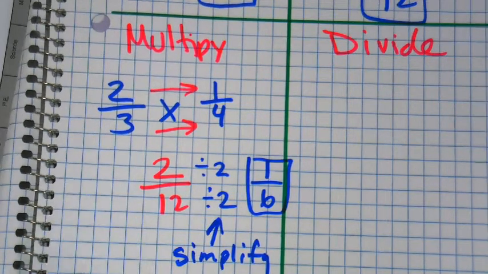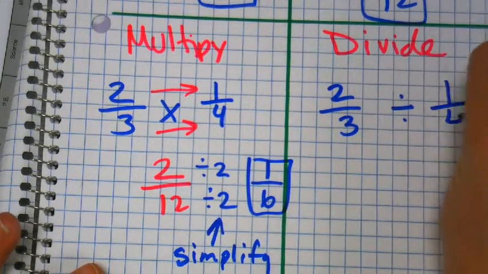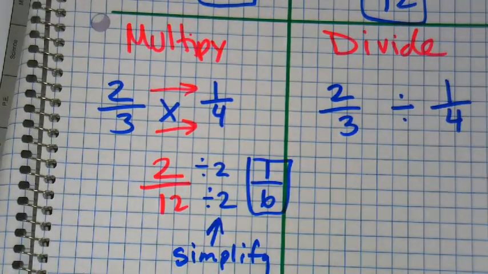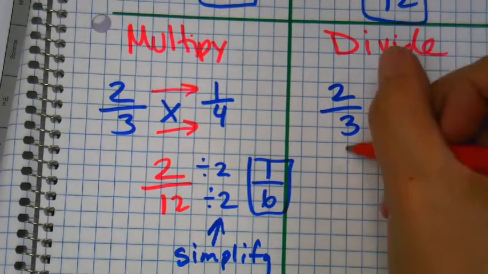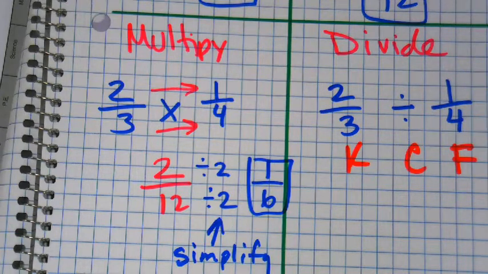All right, let's divide them. 2/3 divided by 1/4. We did this yesterday. What do I have to do first? Yeah. Keep, change, flip. Keep it, change it, flip it before I do. Let's use that pencil and keep, change, flip.